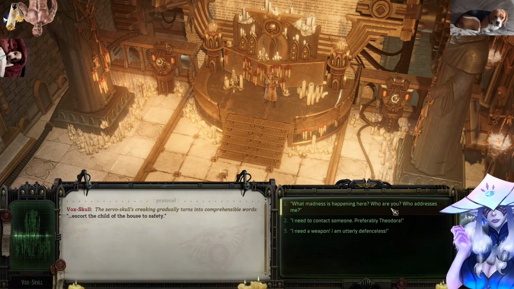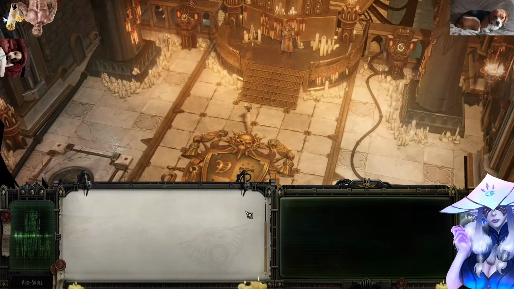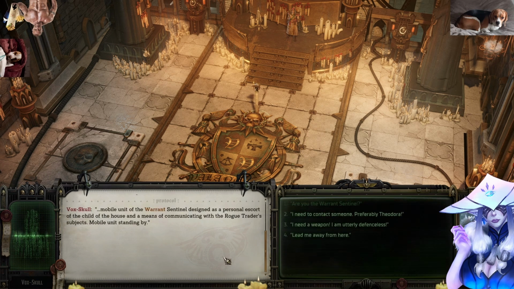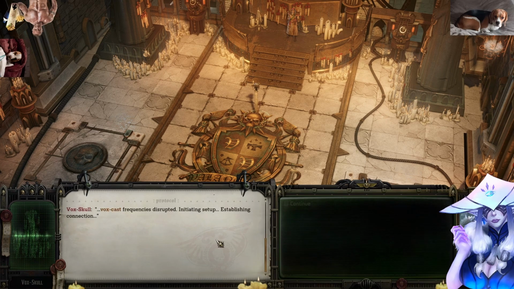What madness is happening here? Who are you? Who addresses me? Temporary obnubilation following acute stress. Mobile unit of the Warrant Sentinel standing by. Are you the Warrant Sentinel? Mobile unit of the Warrant Sentinel designed as a personal escort of the child of the house and a means of communicating with the rogue trader's subjects. Mobile unit standing by. So yes, I need to contact someone, preferably Theodora.